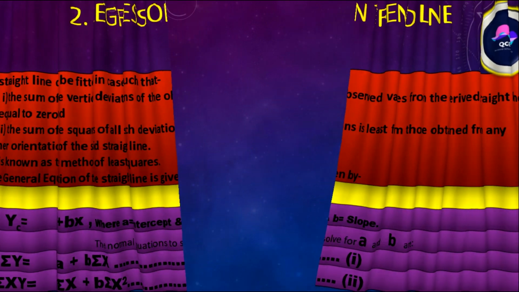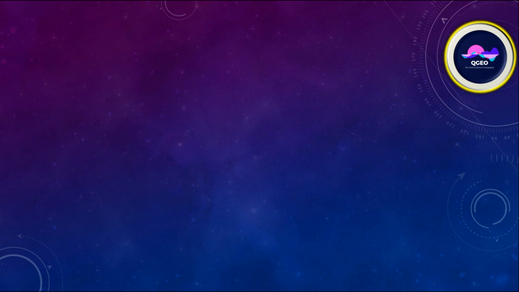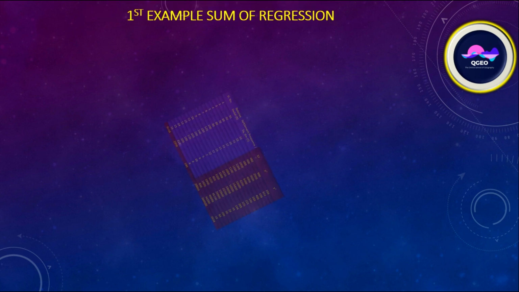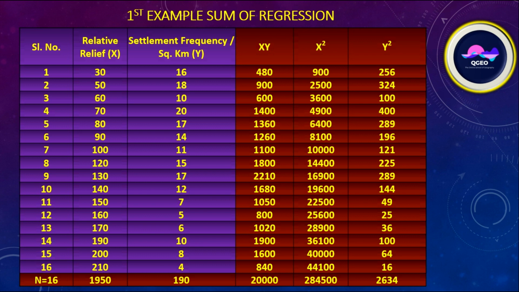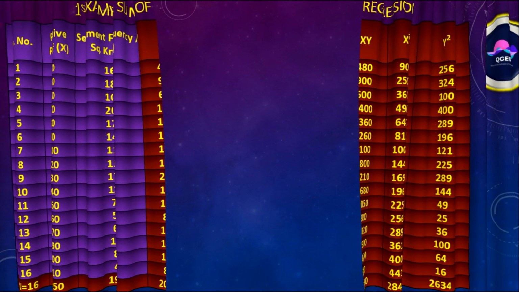Now we have to proceed to the calculation part. Here the relative relief is on the x-axis and the settlement frequency per square kilometer is on the y-axis. Then we have to calculate the xy values, x into y, the x square, and the y square. In this way we can calculate all of them, and then we can proceed.